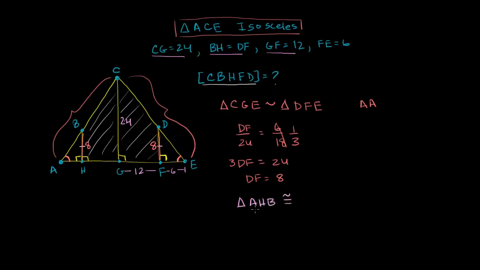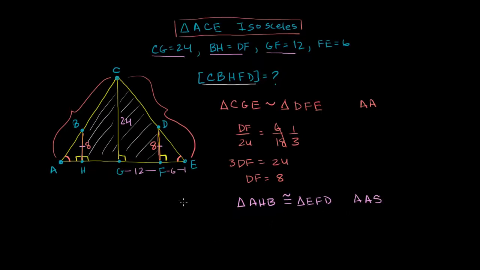is congruent to triangle. You want to get the corresponding vertices right. It's congruent to triangle EFD. And we know that because we have angle, angle, side. Angle, angle, side postulate for congruency.